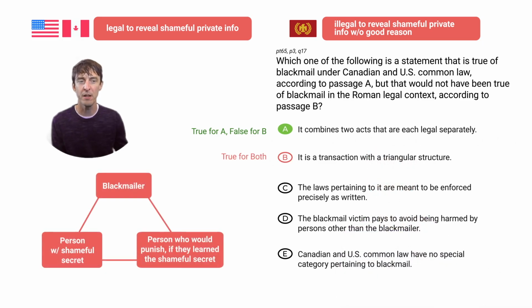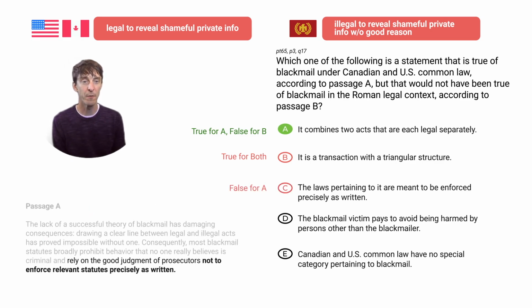In terms of choice B, it is true for both that blackmail has a triangular structure, because there's always the person being blackmailed, the blackmailer, and then the person, be it the government or the angry wife, that would be mad if they were to find out the blackmailee's secret.